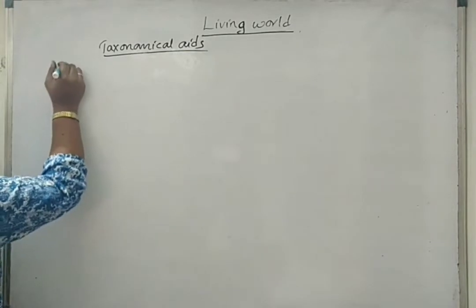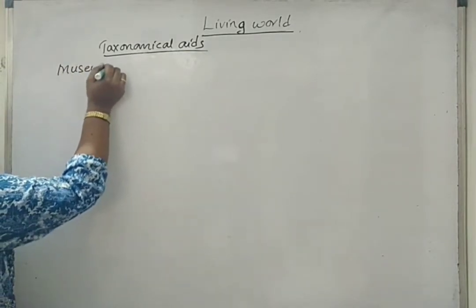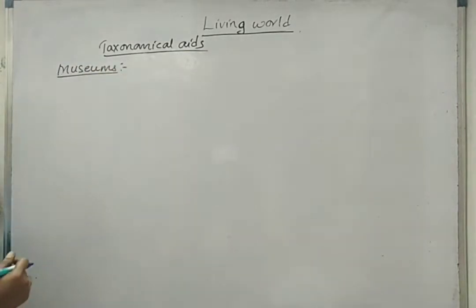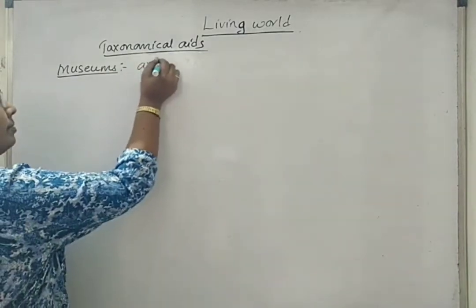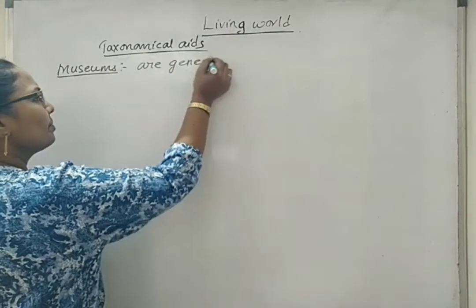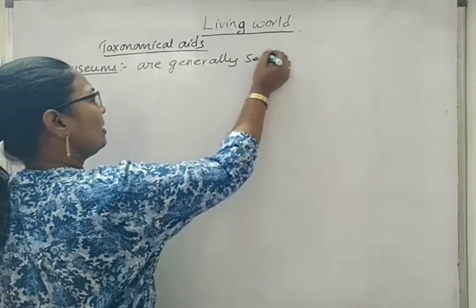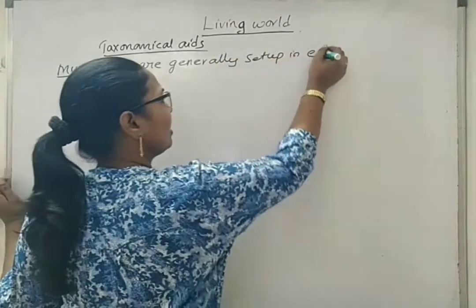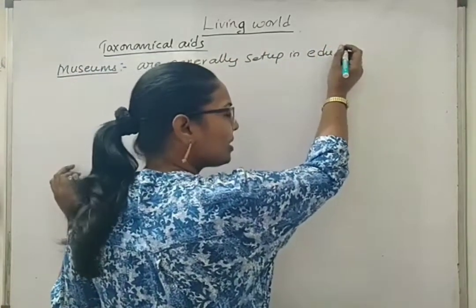The next taxonomical aid is museums. Museums are generally set up in educational institutions like colleges and schools.